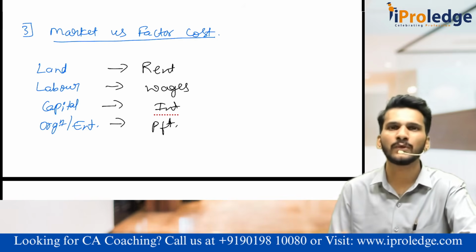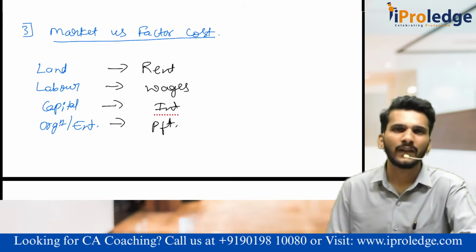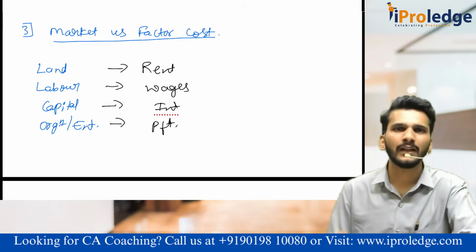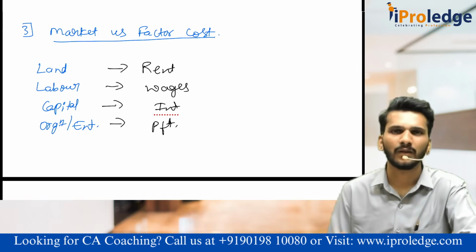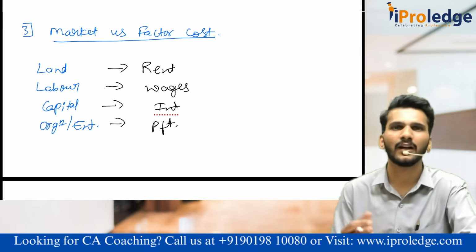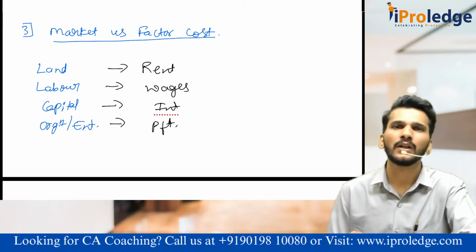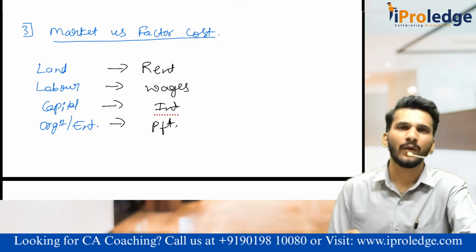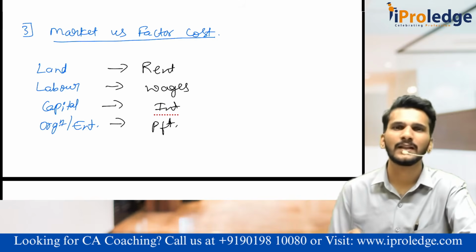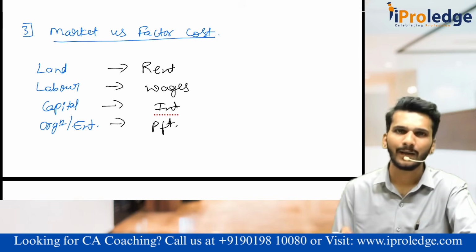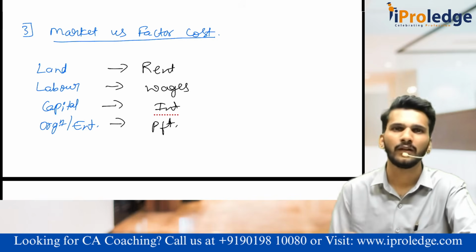But one thing we have to keep in mind is, if there is any income earned by a self-employed person, which can't be categorized into either rent or wages or interest or profit, then we put it under a separate head called MICE, mixed income of self-employed. So what is factor cost? It is rent plus wages plus interest plus profit plus mixed income of self-employed.